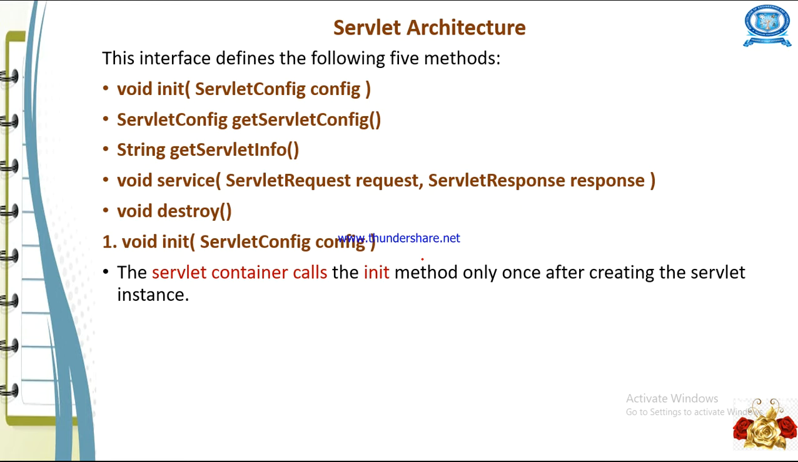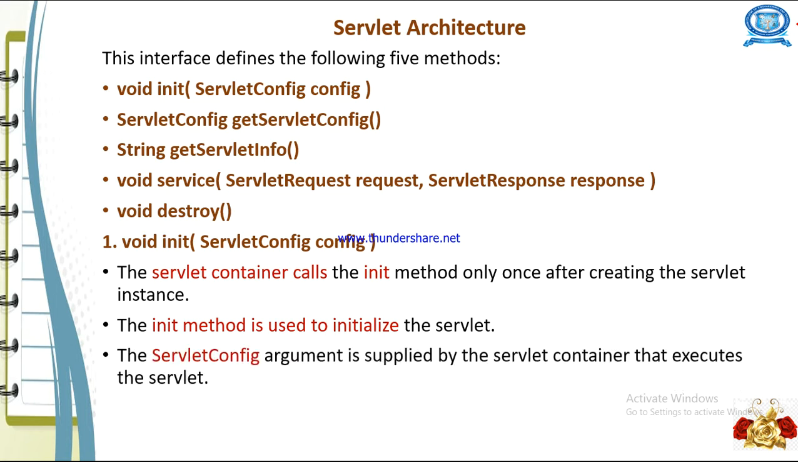The servlet container calls the init method, the initialization method, only once after creating the servlet instance. When the servlet instance is created, only one time, the servlet container calls the init method. This init method is used to initialize the servlet. INIT is short for initialize. The arguments used by this method are supplied by the servlet container that executes the servlet.